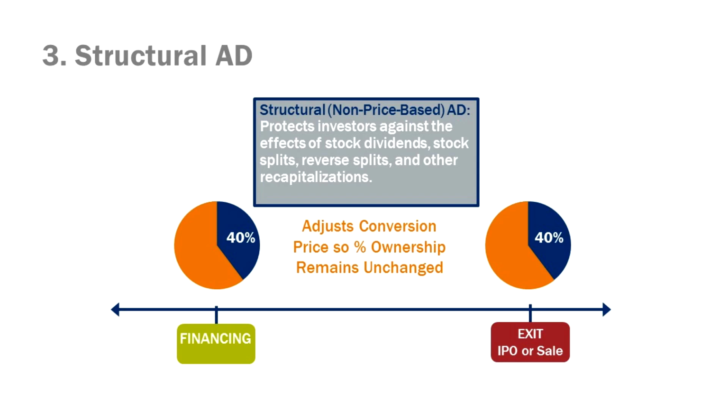Structural AD adjusts the conversion price on the preferred stock to ensure that the preferred shareholders receive the appropriate number of common shares upon conversion, such that their original percentage of ownership is maintained.